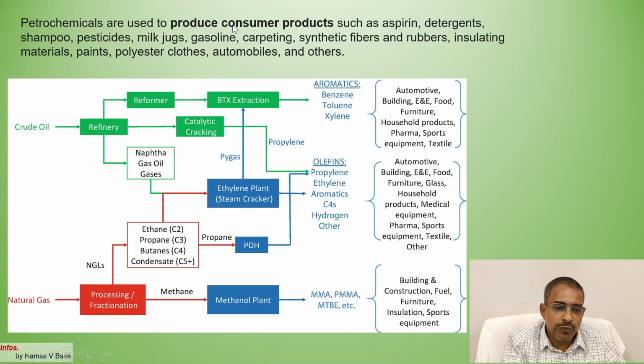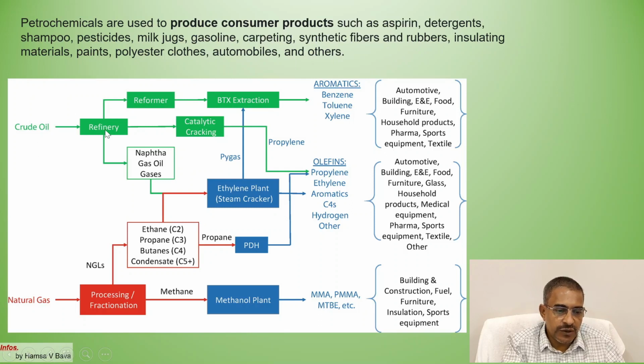Petrochemicals are used to produce consumer products such as aspirin, detergent, shampoo, pesticide, milk jug, gasoline, carpeting, synthetic fiber and rubbers, insulating material, paint, polyester cloth, automobile and clothes. So you can name any of the number of products we use in our daily life.